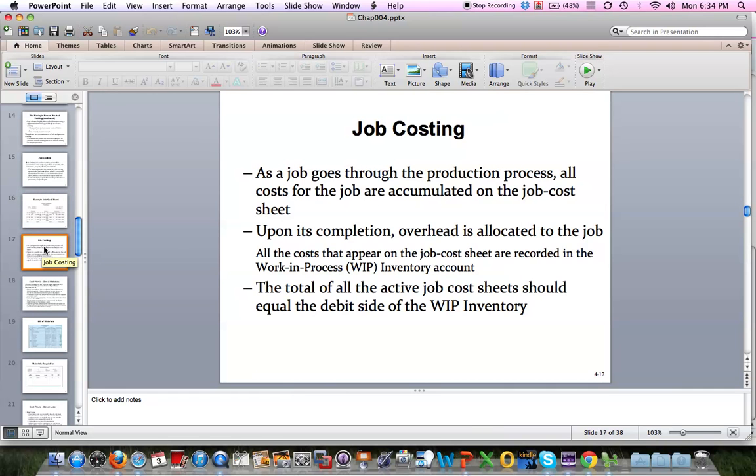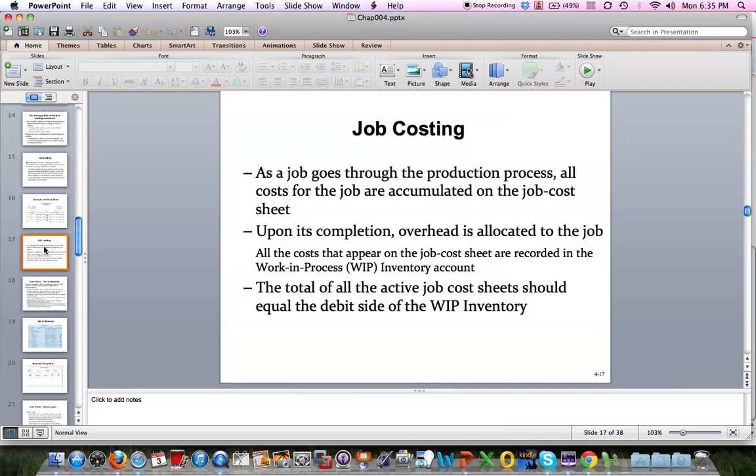So job costing then, the goal here is to calculate, or accumulate I should say, all the cost on this job cost sheet. Okay, after the job is completed, that's when we allocate the overhead. We apply it based on the direct labor hours in this example, and then the application rate per hour. All costs that appear in the job cost sheet need to be recorded in the work in process inventory account, right? So we're debiting work in process and crediting something else. Okay, the total of all active job cost sheets should always equal the debit side of work in process inventory.